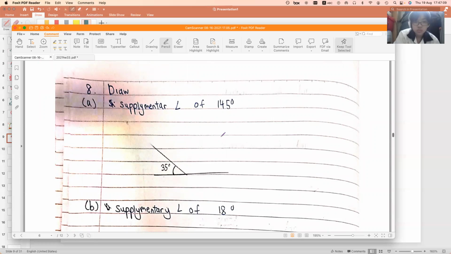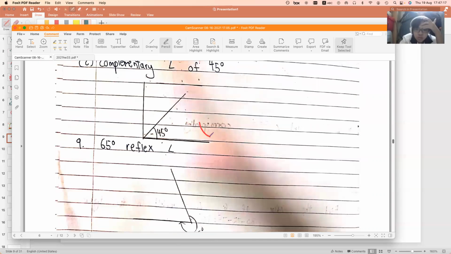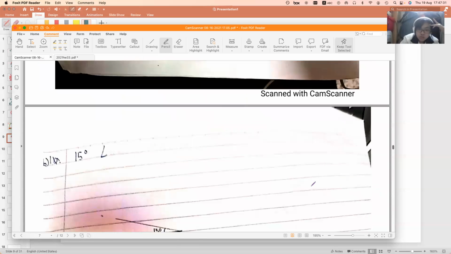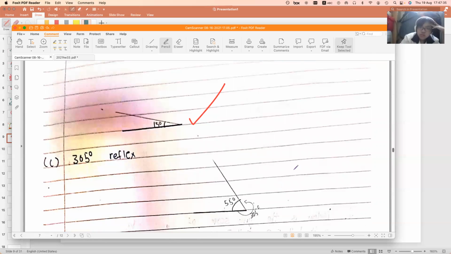Okay, this one supplementary, no problem. This one supplementary, no problem, very good. Complementary, very good. Reflex of this. What is this, 205? Or 295? 295. Reflex angle. Okay, reflex. Yeah, good.